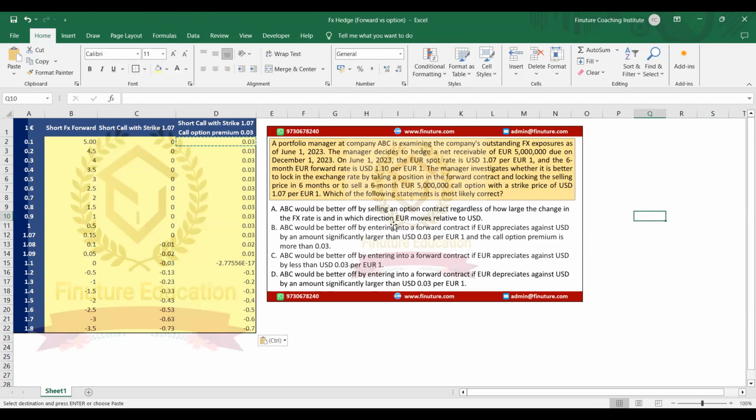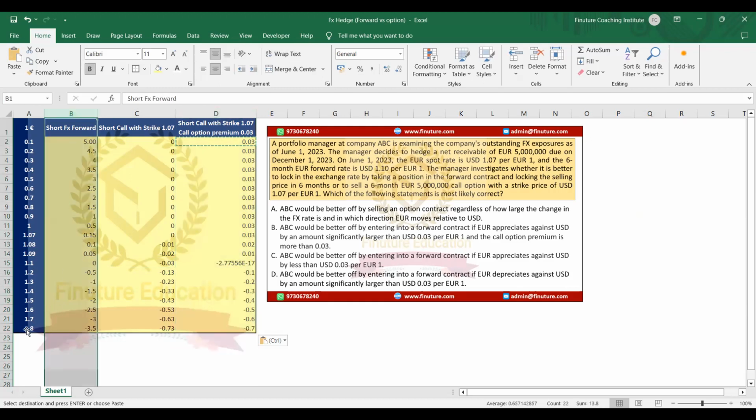It says the euro appreciates against the dollar by an amount larger than 0.03. So if my euro is going from 1.07 to 1.1 or more, then the forward is more appealing. In fact, notice these are the two columns that you have to compare, column D and column B.